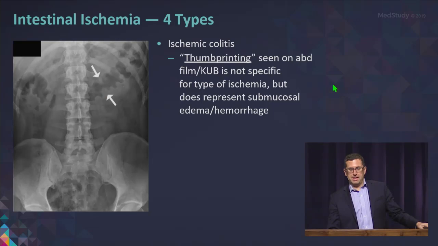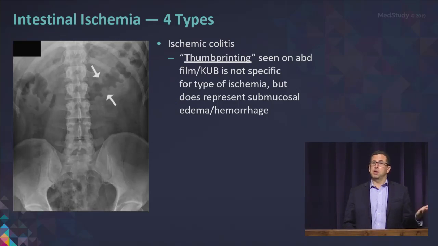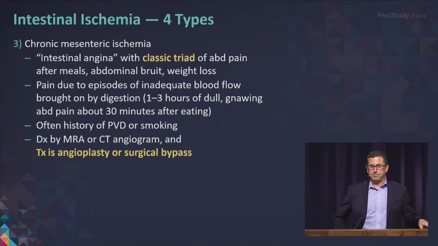This is an X-ray showing thumbprinting of the transverse colon. You can see these indentations here. This just implies that there's edema in the colonic wall, so it's not necessarily specific for ischemic colitis, but it would be consistent with ischemic colitis if you saw this on a test question.